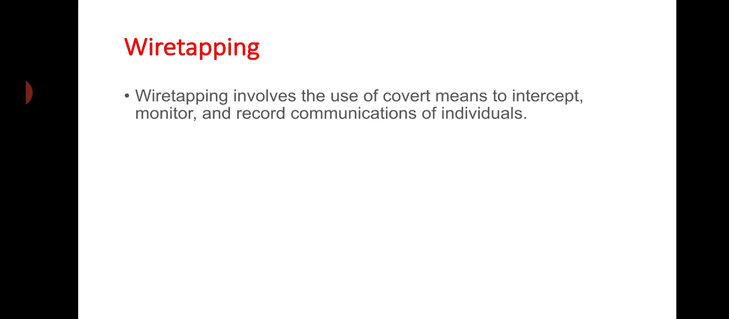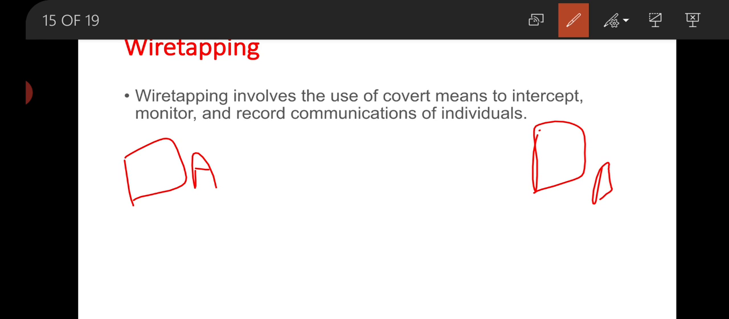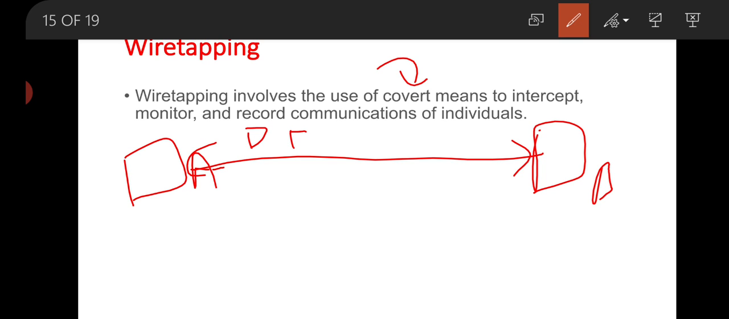Now next is wire tapping. वायर टैपिंग इन्वॉल्व्स द यूज ऑफ कोवर्ट मीन्स टू इंटरसेप्ट, मॉनिटर एंड रिकॉर्ड कम्युनिकेशन ऑफ इंडिविजुअल. Same, suppose that if here user A, this is user B, and they are communicating to each other, then keep watching silently. covert मतलब इनडायरेक्टली, साइलेंटली. ये यहाँ पे क्या हो रहा है, पूरे की पूरी कम्युनिकेशन को हम रिकॉर्ड कर रहे हैं, देख रहे हैं कि कौन क्या बात कर रहा है.